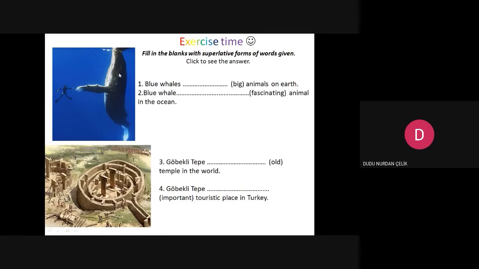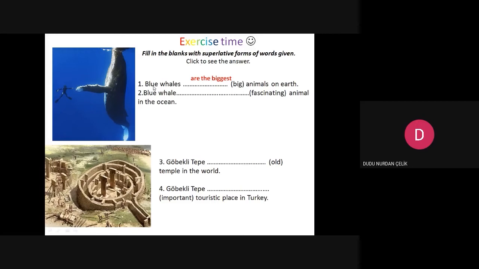We compare blue whales with all other animals on Earth, and we can say blue whales are the biggest animals on Earth. There are no other bigger animals than blue whales.